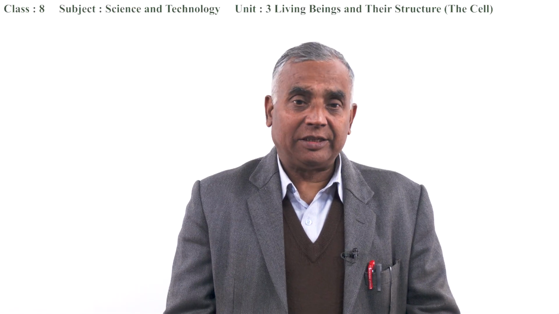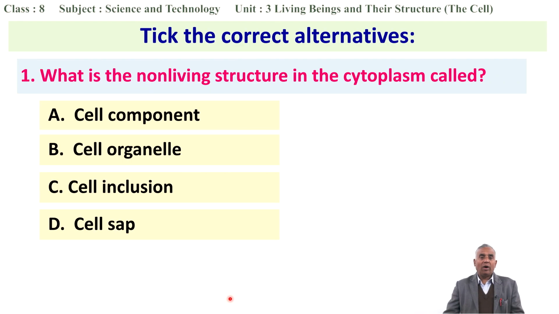Let's see. Question number 1 is: what is the non-living structure in the cytoplasm called? Non-living structure. Cell component, cell organelle, cell inclusion, or cell sap?